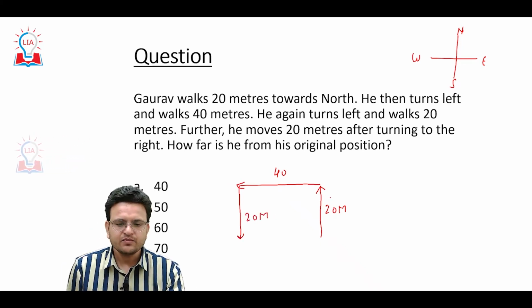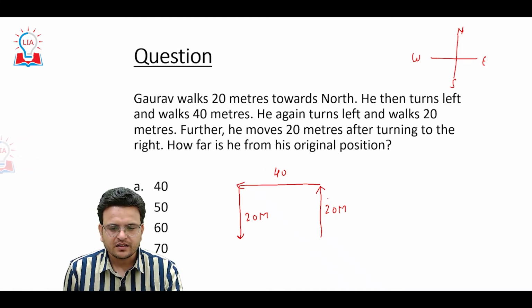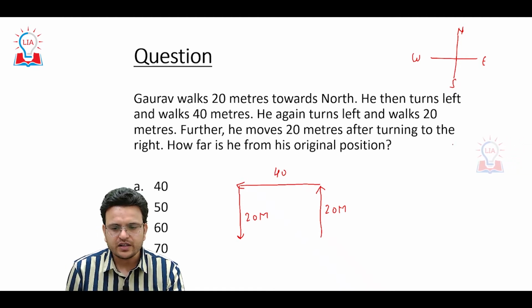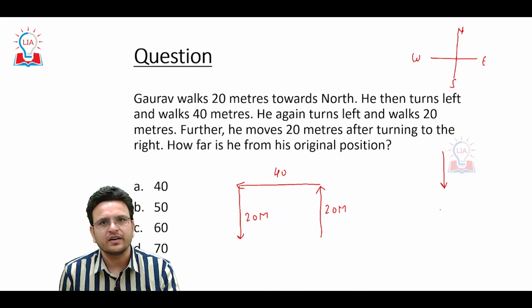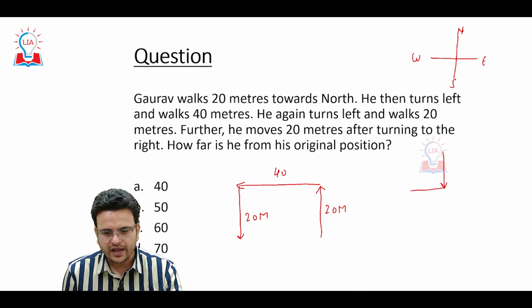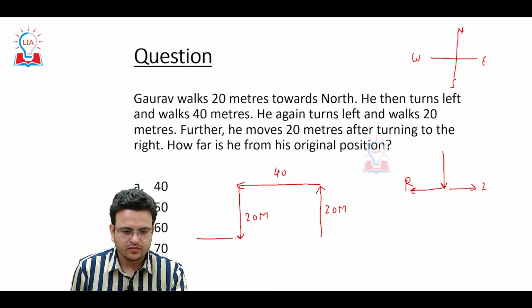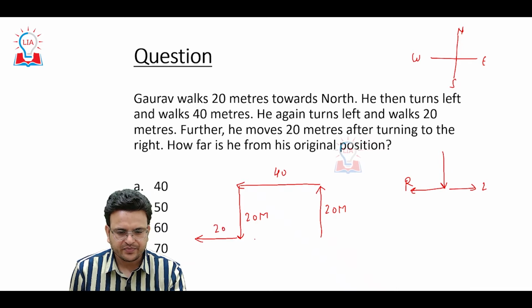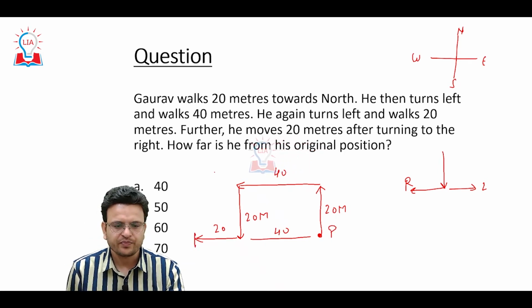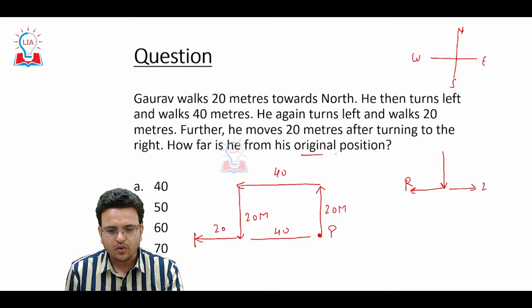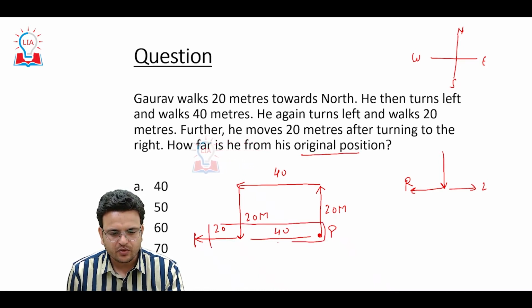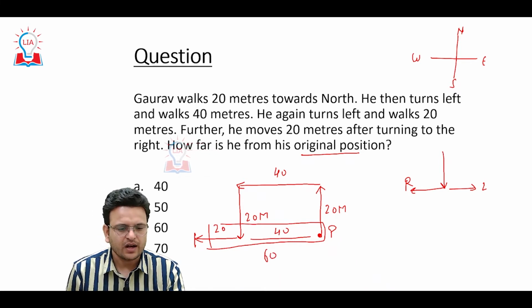Further he moved 20 meter after turning to right. Now he is going southward and he wants to move right, so right will be this and left will be this. So he wants to move again 20 meter. This is 40 meter and this is the starting point P. Now he has reached here. So how far is he from his original position? 20 plus 40, it will be 60. So the answer will be 60.